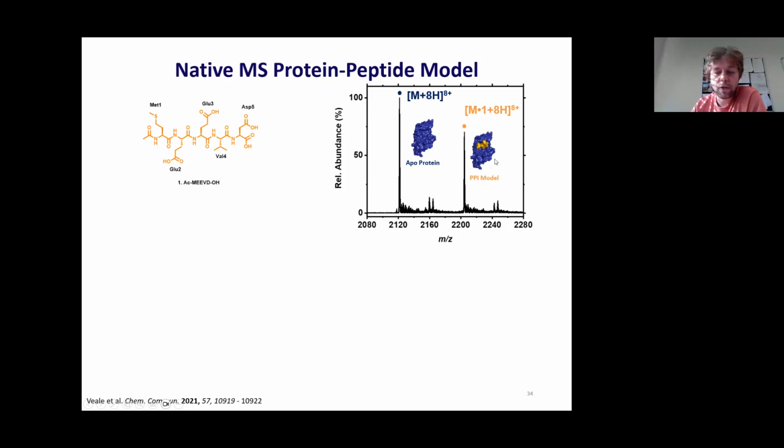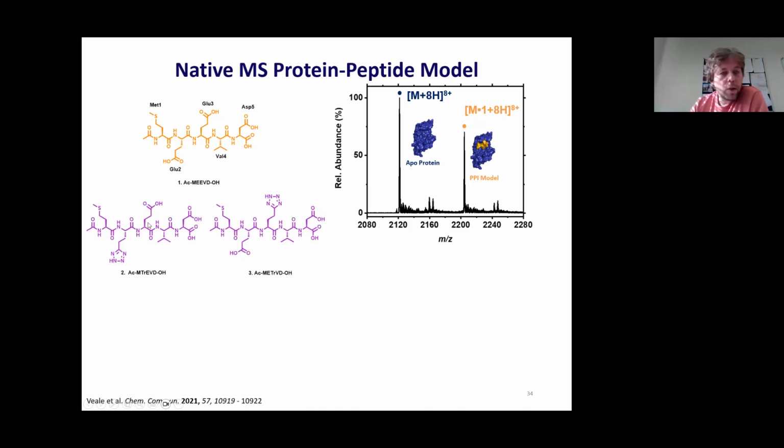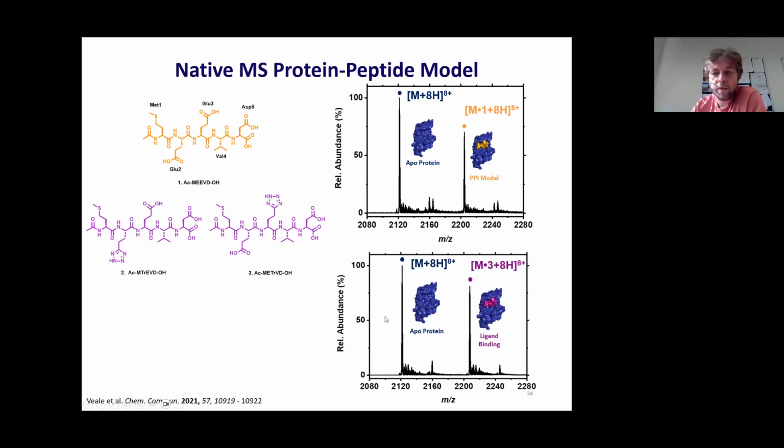We've seen protein-ligand interaction. We then rationally designed 2 peptides where we bioisosterically replaced one of the glutamic acids with the tetrazole, so peptides 2 and 3, and we did the same experiments, and we see our apoprotein and one of our tetrazole-containing peptides, in this case peptide 3, bound at a similar ratio to MEEVD. We also synthesized a cyclic MEEVD analog, which was found not to bind under our native MS conditions.